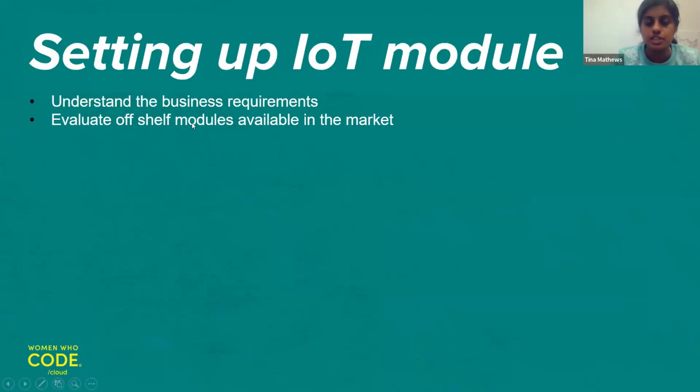Then we also need to evaluate what's available, because a lot of times the off the shelf modules have been tested as a module and they work well. When you design custom hardware, it's a little more challenging and difficult than buying something off the shelf. So that's pretty much what we could discuss on the hardware side.